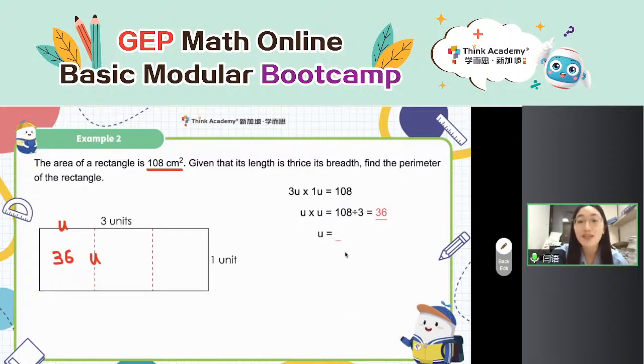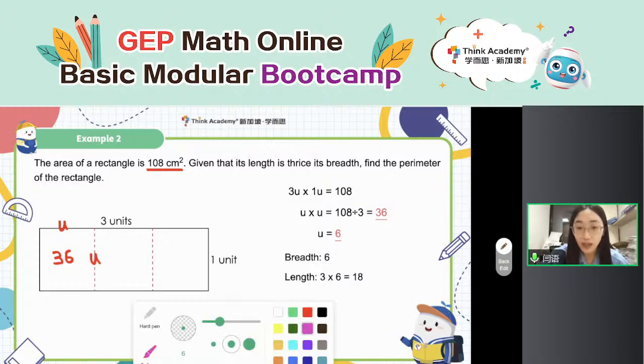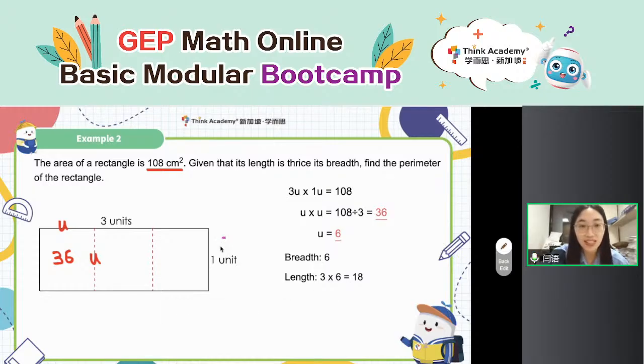1 unit should be 6, right? Okay, and then following this, we can figure out the breadth and the length of the rectangle. For the breadth, it is exactly 1 unit. So here we can just write it as 6. Then what about the length? 3 units. That is 3 times 6, which is 18.